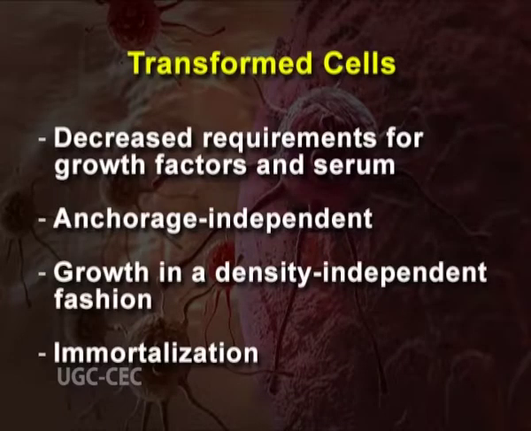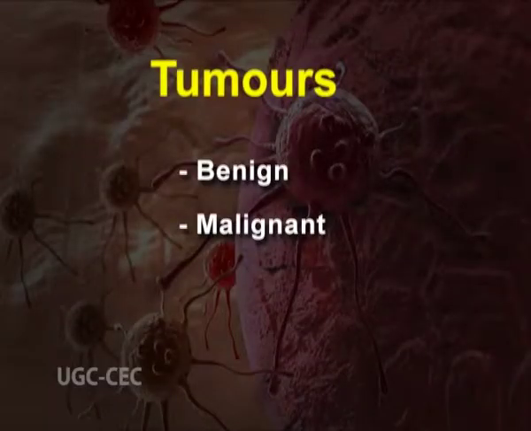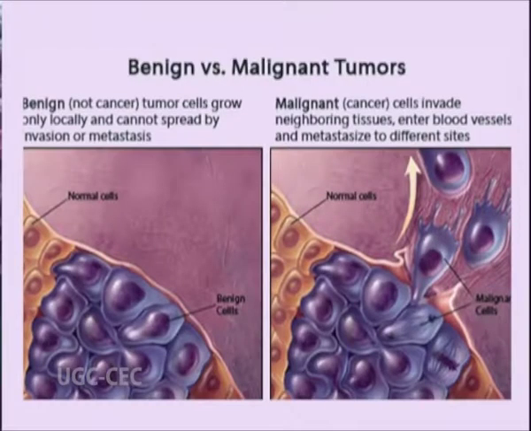The transformed cells may be characterized by decreased requirements for growth factors and serum, anchorage independent growth, density independent growth, and immortalization. Tumors developing in the tissues due to the above transformation may be benign or malignant. The tumor developed by cells which divide indefinitely at one site in any tissue or organ to form a mass of cells, but do not invade any other healthy tissue to develop another tumor, is a benign tumor.